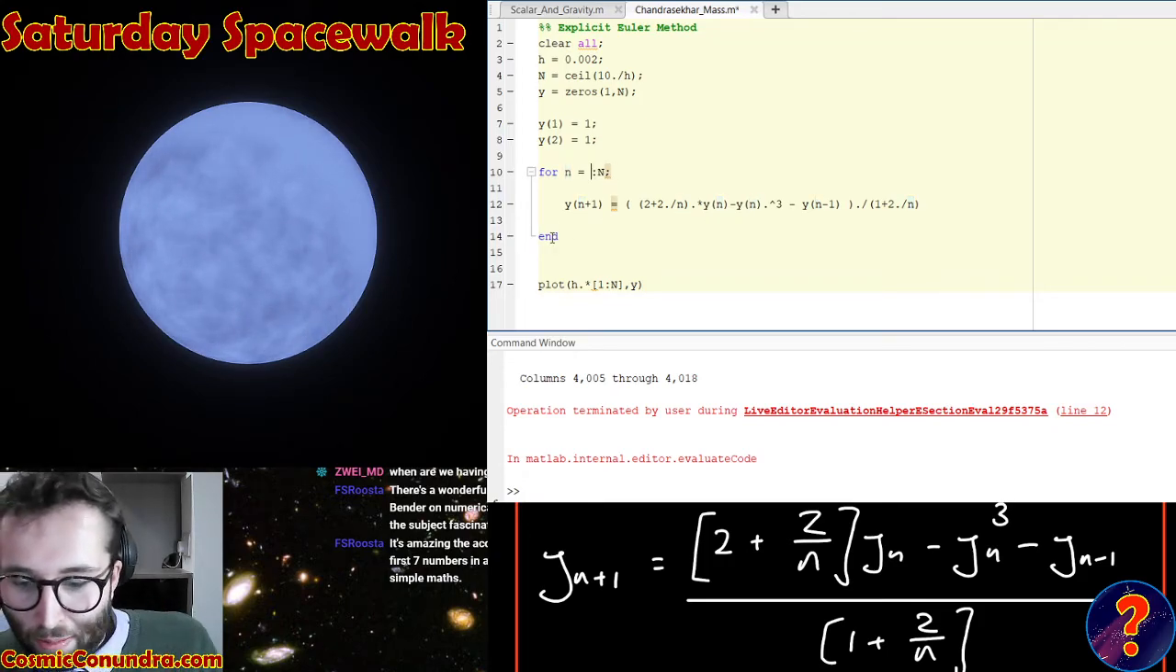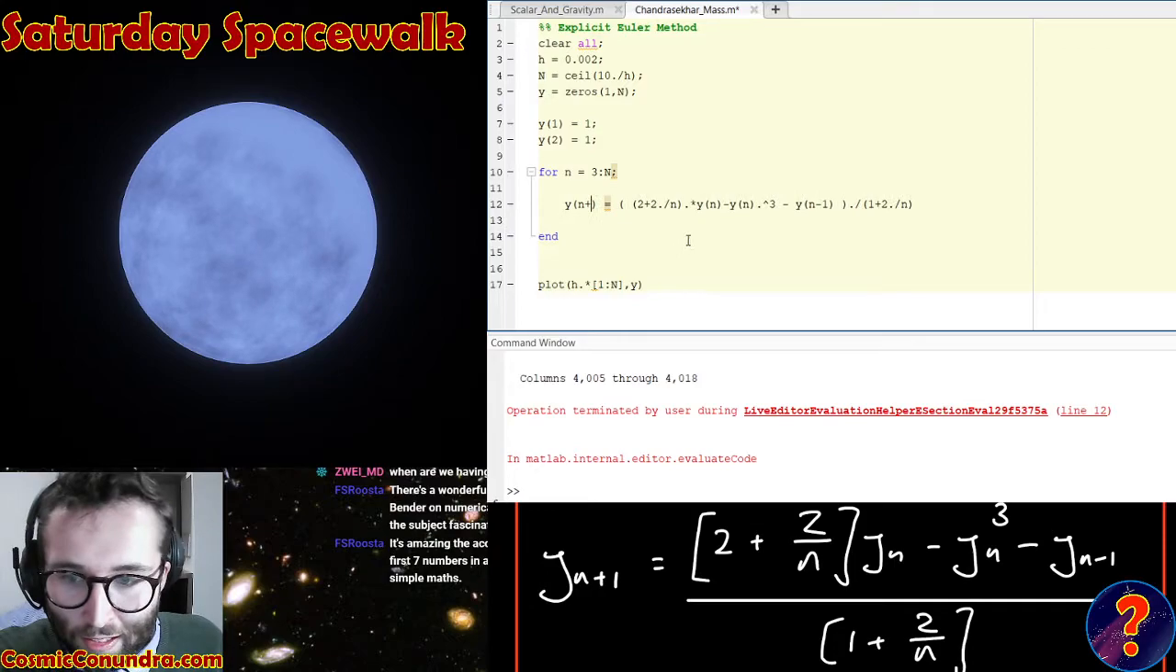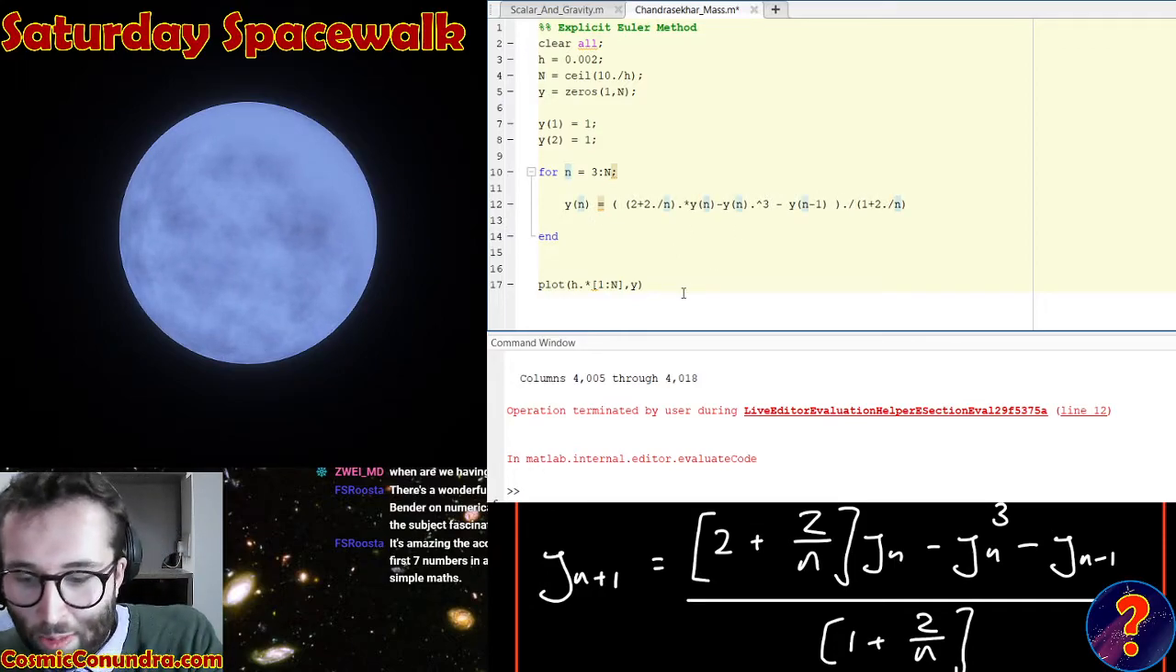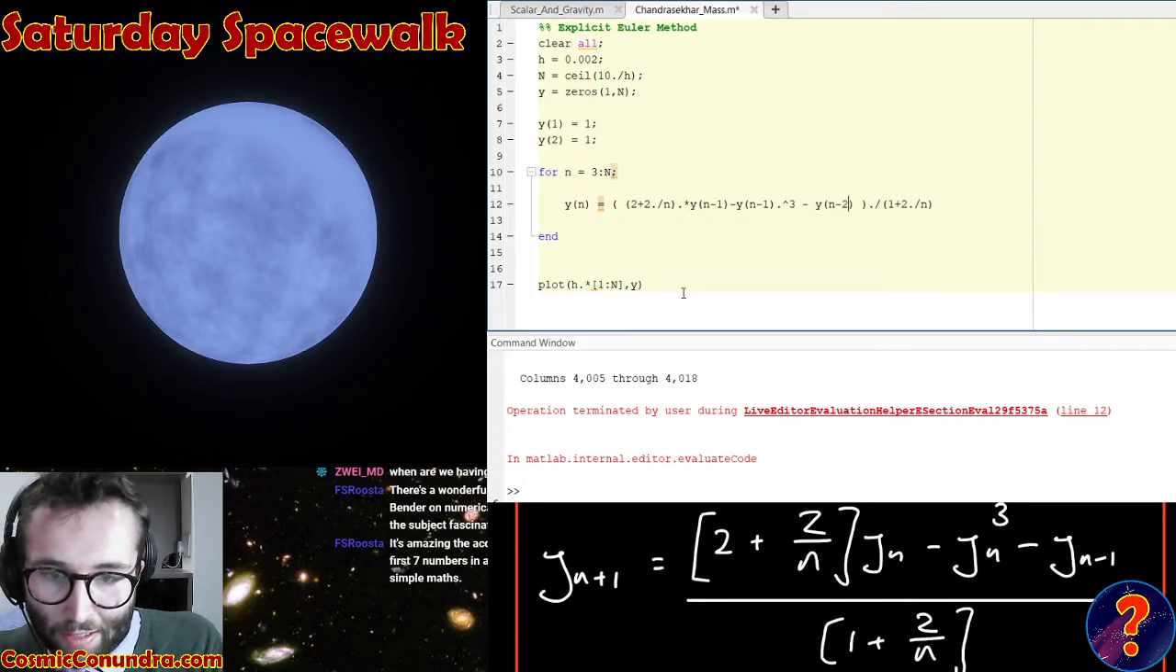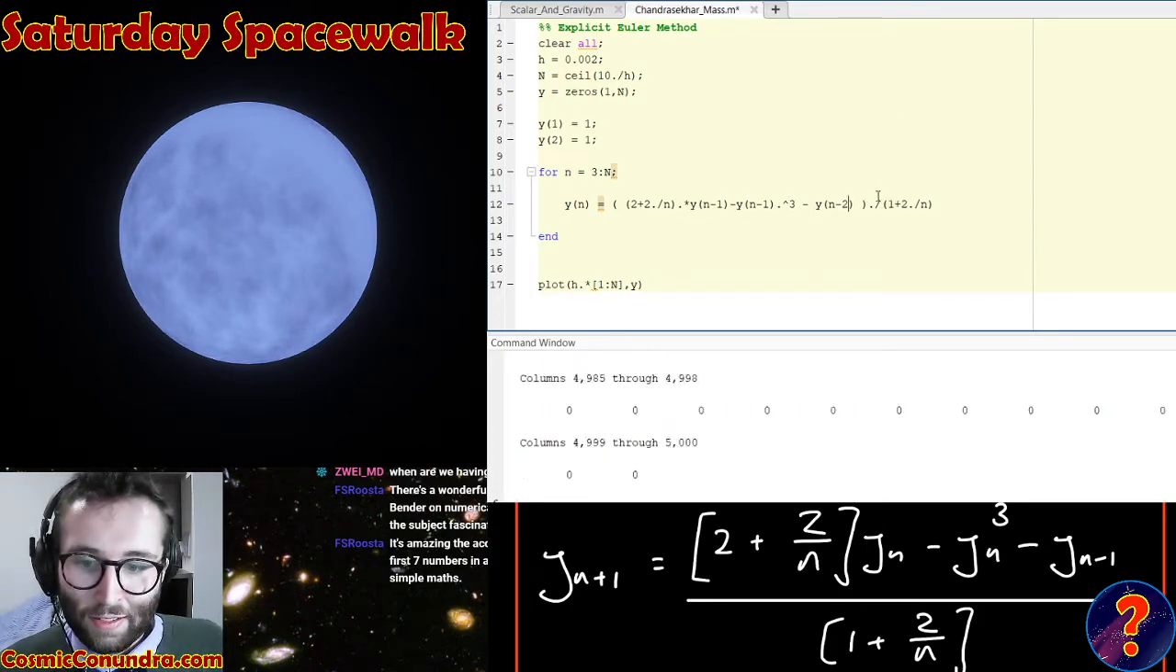I'm going to keep that as a 3. Keep that as an n. Then this will be an n minus 1. This will be an n minus 1. This will be an n minus 2. Okay, I'm happy with that now.